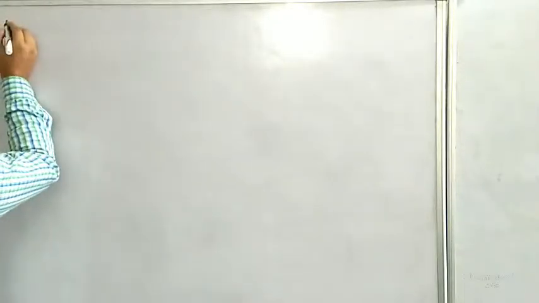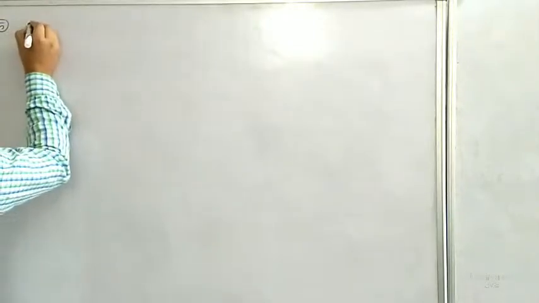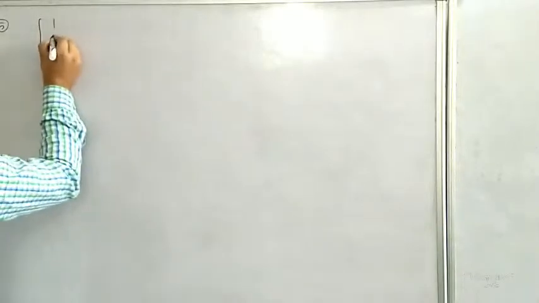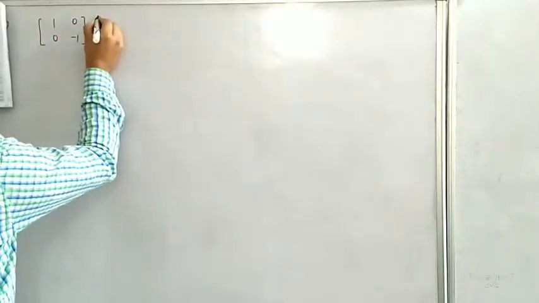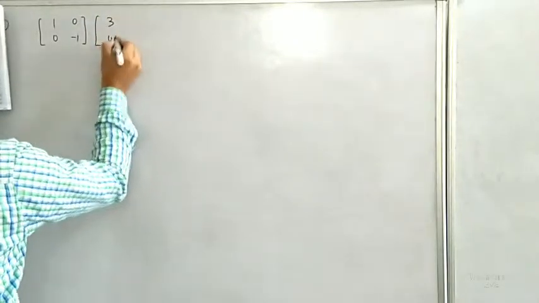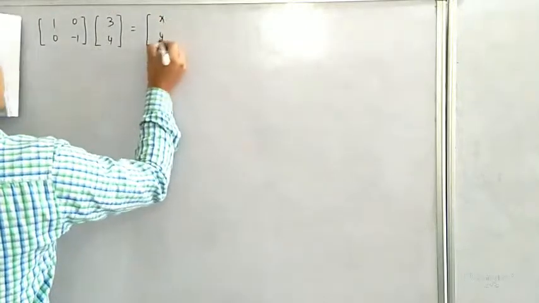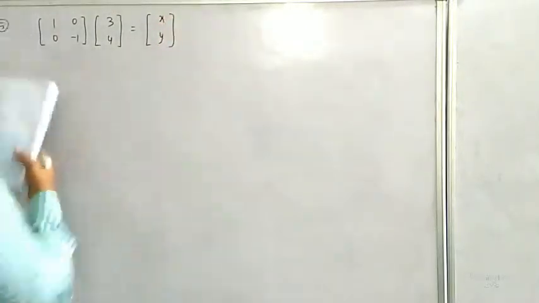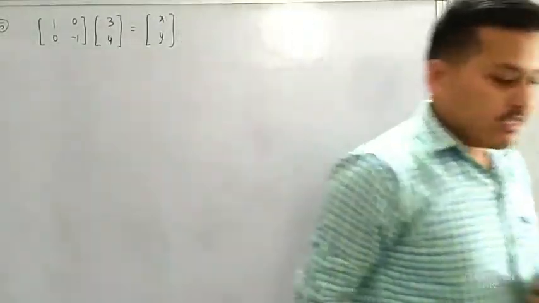Let's go to the next question, question number 5. [1 0; 0 -1] multiplied by [3; 4] is equal to [x; y]. So here we have to calculate the value of x.